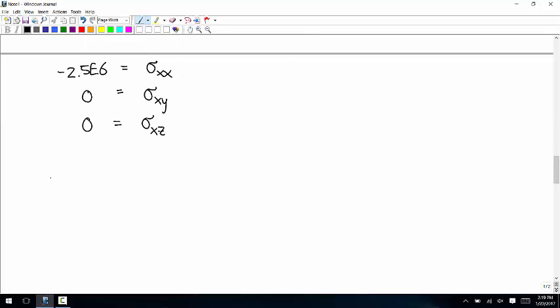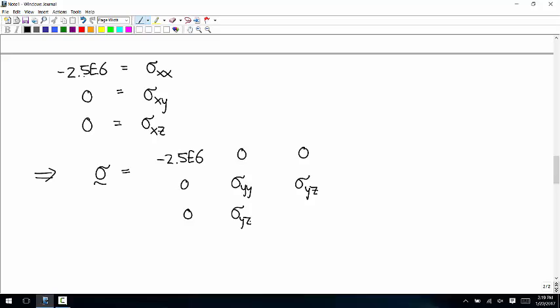All right, so this gives us the ability to restrict some of this stuff. The stress tensor, we know that the first value, sigma xx, is negative 2.5 times 10 to the 6. We know xy is 0, xz is 0. And with symmetry, we know these are 0 then too. We don't know anything about sigma yy or sigma yz or sigma zz.